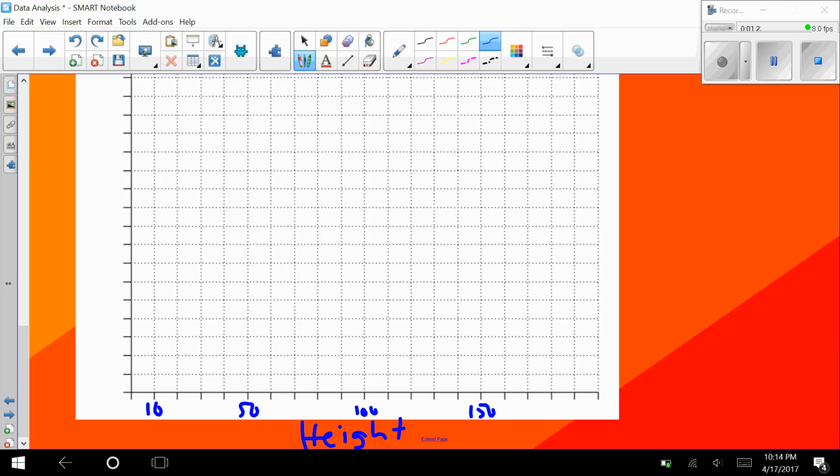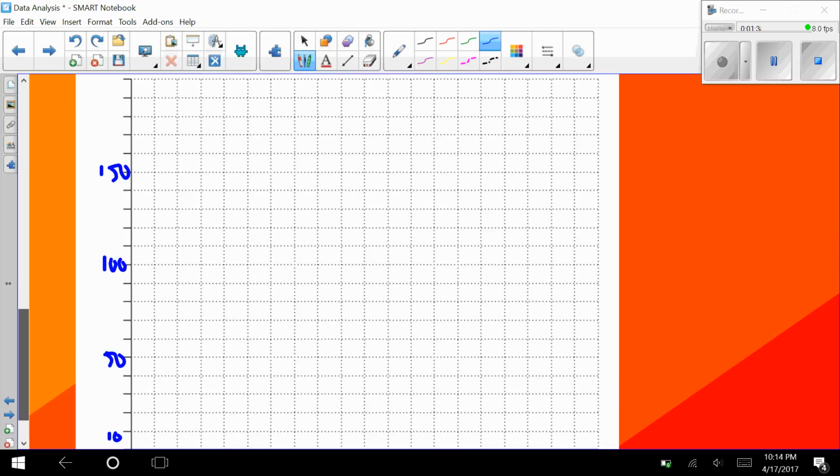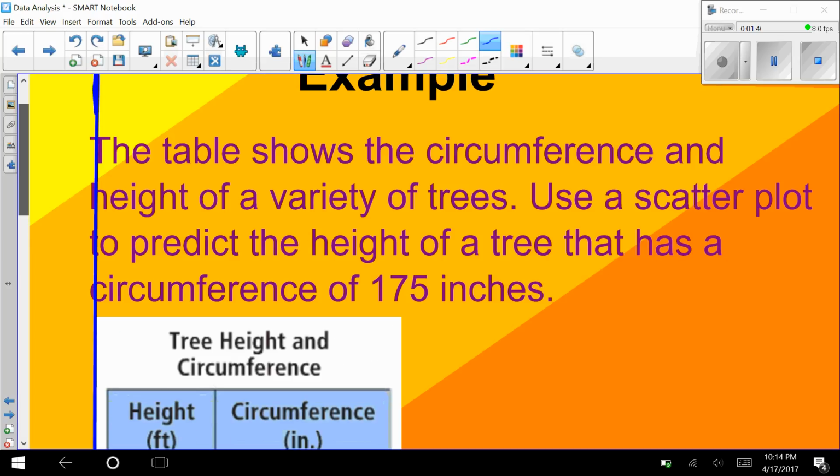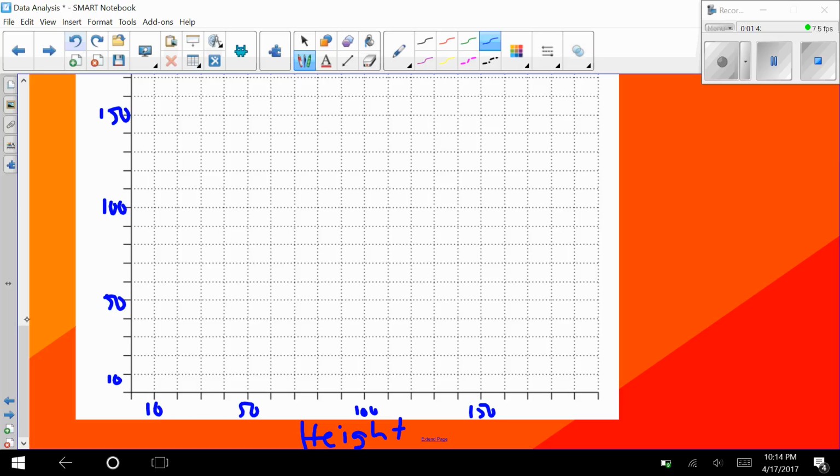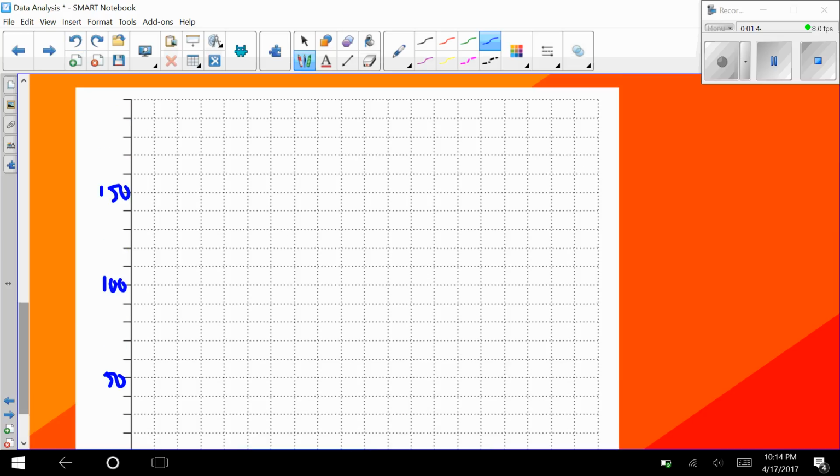And we need to go up above 200, so I'm going to go by tens again, and my last point will just be a little bit off my graph. There's 50, 100, 150, and 200 right there. So that's circumference.